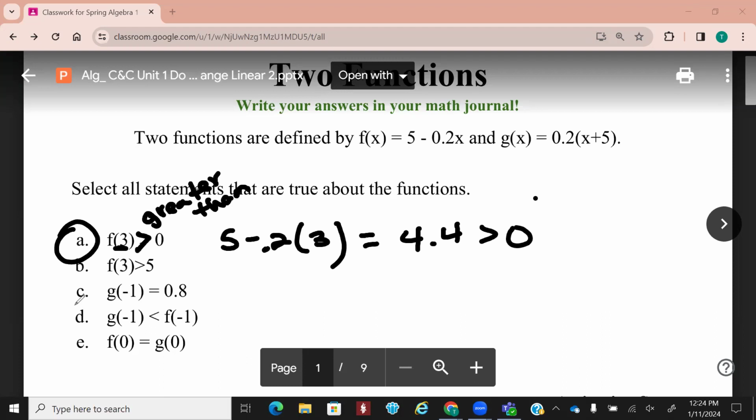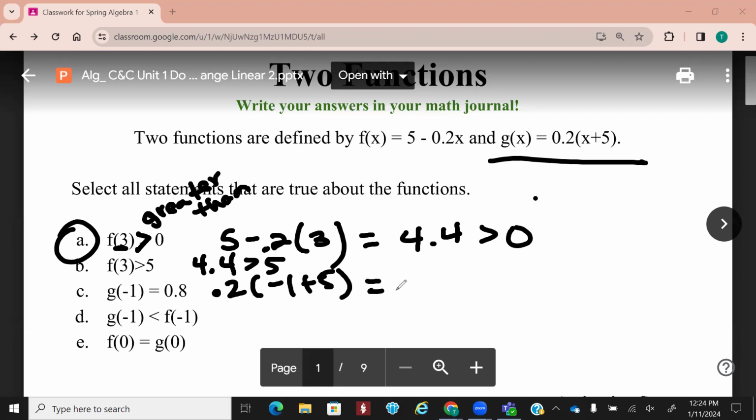On the next one, if I plug in 3, I get the same thing. I get 4.4 is greater than 5. Is that a true statement? Okay. On the next one, g of -1, we're trying to see if that's equal to 0.8. So notice how it says g and not f. We're going to use this one. That's going to give me 0.2 times -1 plus 5. And when I plug that into my calculator, you get 0.8. Is 0.8 equal to 0.8? Yes, true statement.